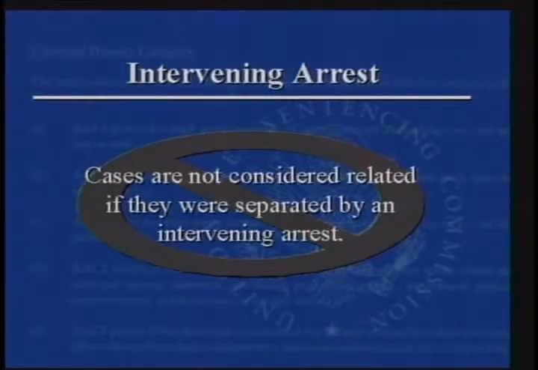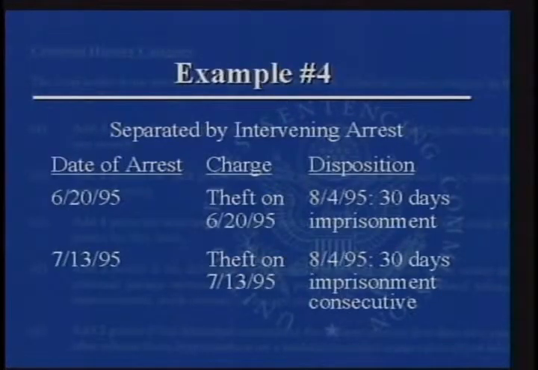Now, keep in mind that there's a very basic rule with related and unrelated cases, which is that cases are not considered related if they were separated by an intervening arrest. Now, we have an example to show exactly what we're saying here. Here we have a situation where we have two theft sentences. They were actually consolidated for sentencing, you can see in the third column under the disposition.